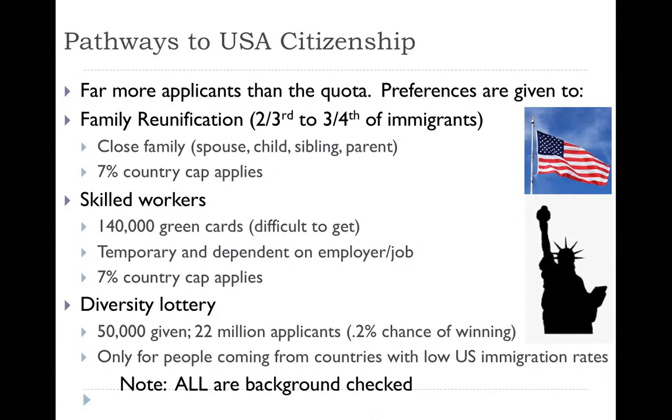50,000 of these pathways are given out. There are 22 million applicants in a normal year, so you have about a 0.2% chance of winning this application and making your way into the country via the diversity lottery. This is really only for people coming from countries with low U.S. immigration rates. All of these people are background checked. They don't allow criminals into the country. They are all vetted, and it takes a long time. This is not a quick process. It takes about 5 years minimum for people to follow these pathways to U.S. citizenship.